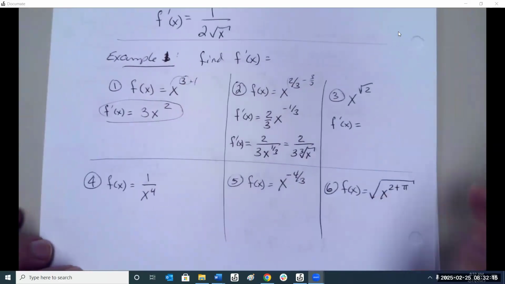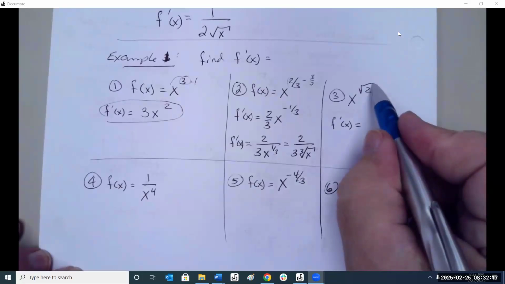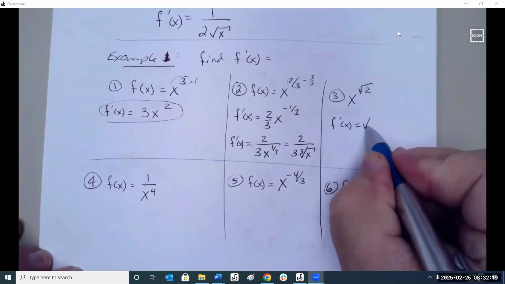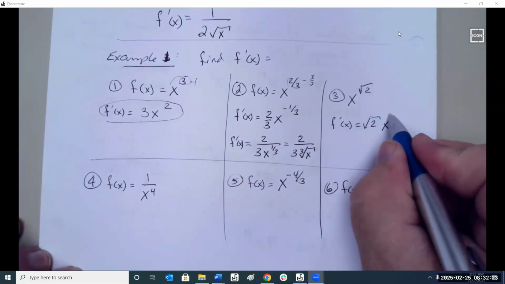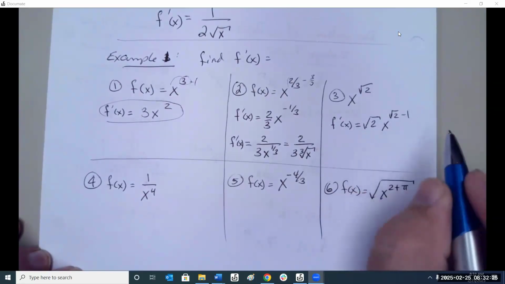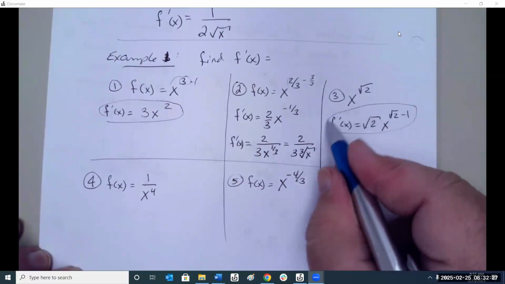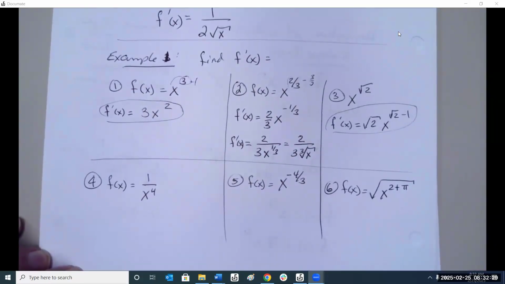The third one, bring down the power. And then what do you do with the exponent? Subtract 1. And there you have it. You don't need a calculator. Just leave it as square root of 2 minus 1.